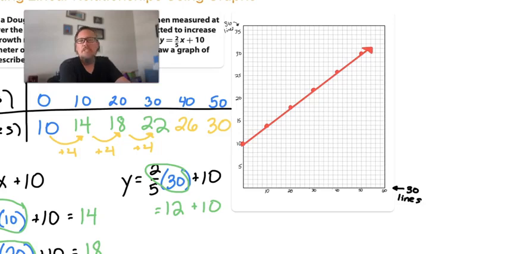So there we go. We took an equation that was non-proportional but linear. We used the equation to create a table, and then we used the table to create a graph.